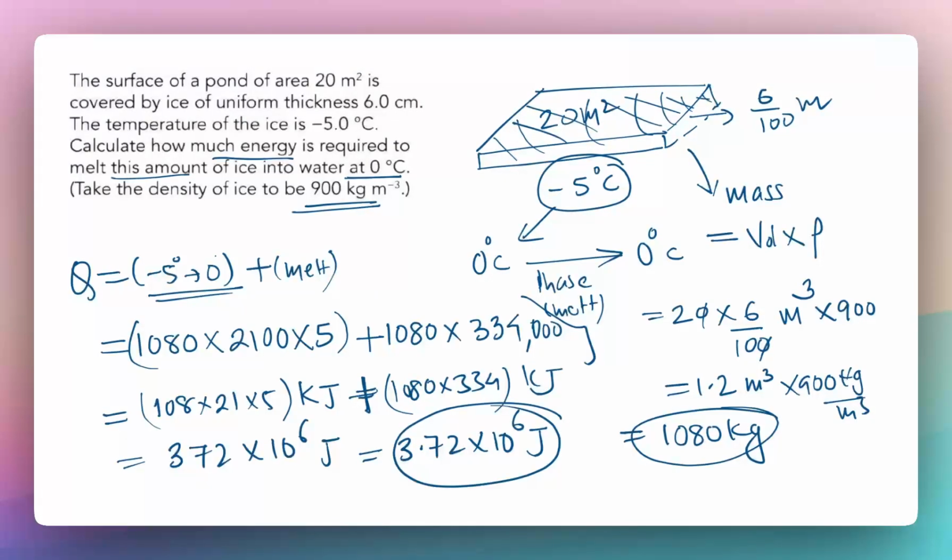And that much energy is required basically to convert the ice, which is 20 meter square in area and 6 centimeter thick, into water at 0 degrees Celsius. So the important point is that first the ice has to come from -5 to 0 and then melt. So this is a combination of, again, the specific heat capacity problem and the latent heat problem.